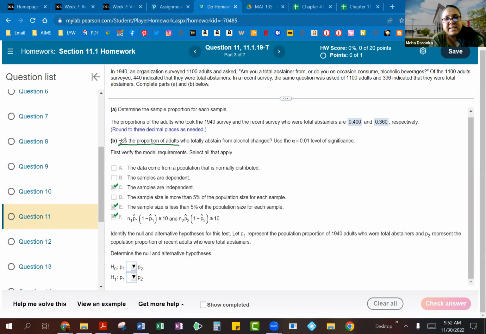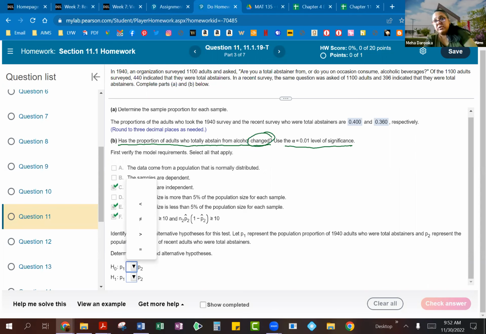Here is the question. They are asking you, has the proportion of adults who totally abstain from alcohol changed, and then they're giving you the level of significance as 0.01. So based on the idea that they want to know, has the proportion of adults, the number of people who stay away from alcohol, has that changed? Can you tell me what kind of symbol you're going to use here for the null and the alternative hypotheses? Do we do equal to, less than, greater than, not equal to? How are you going to set up your null and your alternative hypotheses?